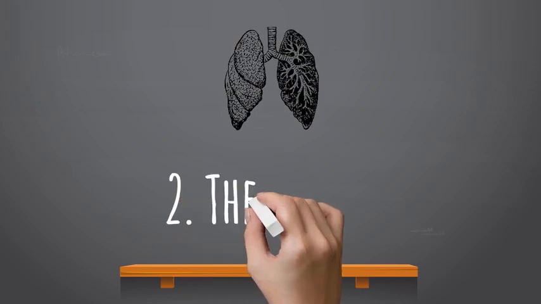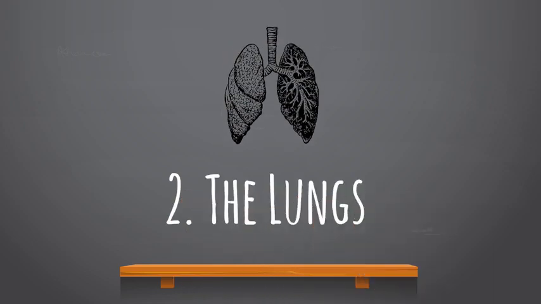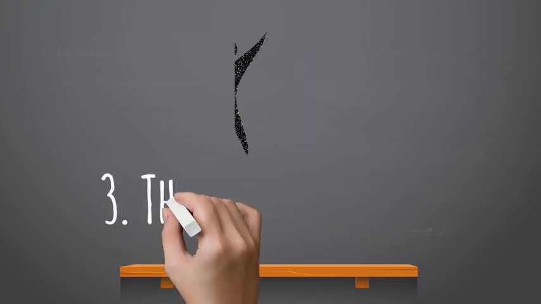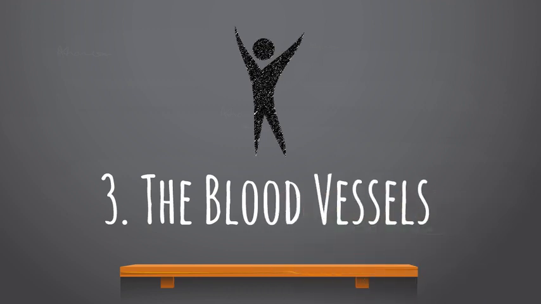The lungs, which are responsible for releasing carbon dioxide and taking in oxygen. These are transported in and out of the capillaries. And finally, the blood vessels, or the tubes that transport blood all around the body.